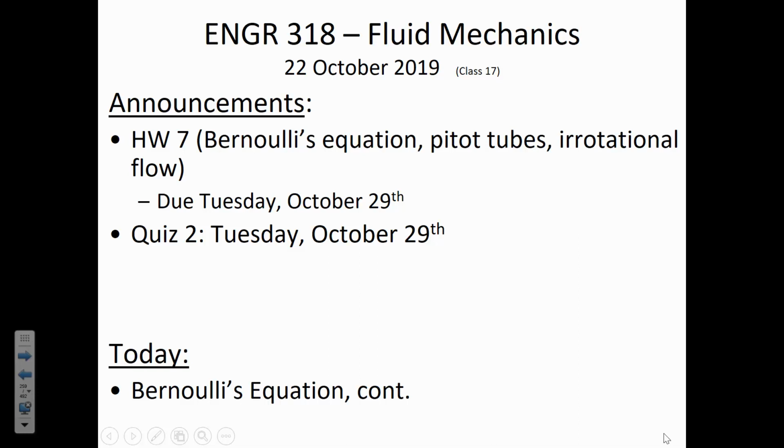All right, welcome everybody. Today we're going to continue talking about Bernoulli's equation, and the homework assignment that you've got related to the more complicated Bernoulli's type questions. Homework 7 is due a week from today. That's going to include some questions related to Pitot tubes, which we're going to get into today, and then irrotational flow we'll address on Thursday this week.